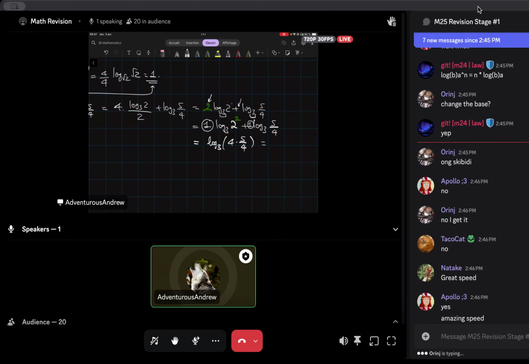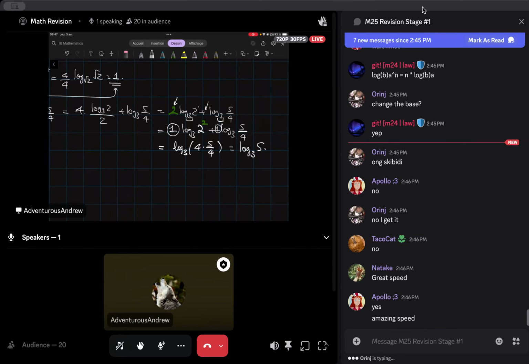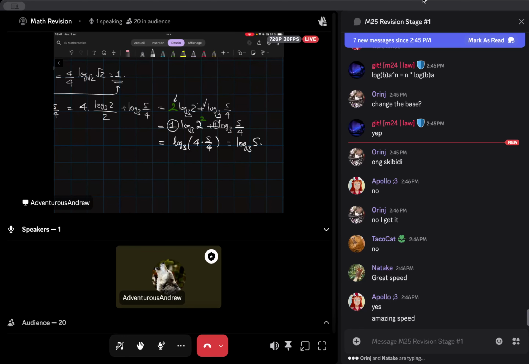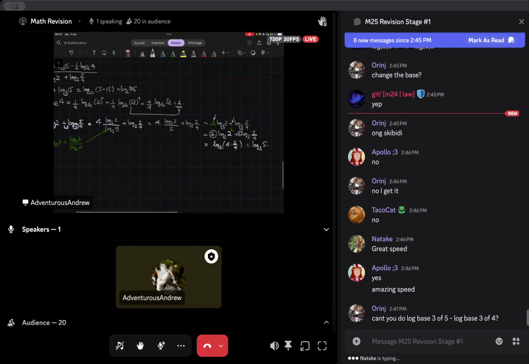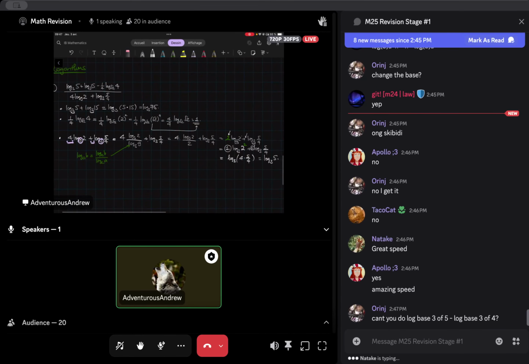That's wrong. So what have we done so far? We tackled this part, we tackled that part, we tackled this part. Log base 3 of 5 minus log base 3 of 4. Yes, but yeah, we'll end up with the same answer. There's a myriad of ways you can go about this.